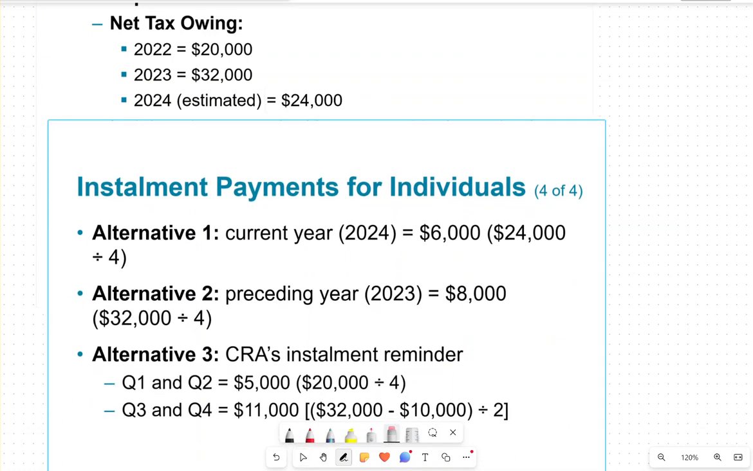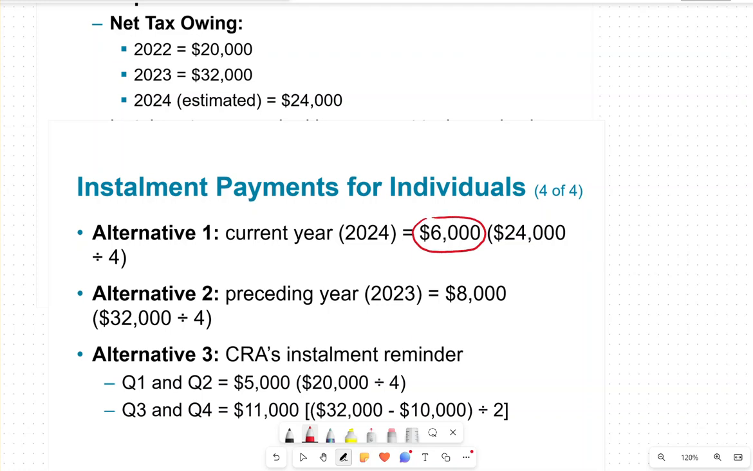So what is my current year? It is 24,000. If I take 24,000 divided by 6, my 4 installment payments will be 6,000 each. 6 times the 4 is 24,000. That's alternative 1. Alternative 2 will be the preceding year, the first preceding year, and then we take the second preceding year. This is my first preceding year, this is my second preceding year. I divide by the 4, and my payments are 8,000 each.